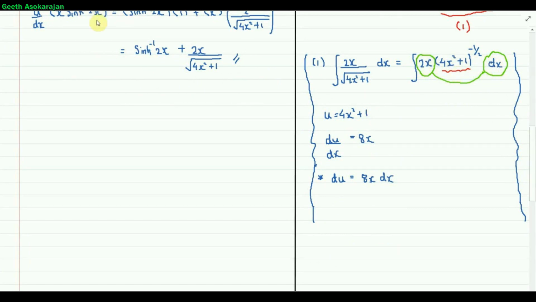To make this 8 a 2, we can divide both sides by 4, or you can multiply by a quarter. All the same, dividing by 4 or multiplying by a quarter, you're going to get a quarter du as a result. 8 divided by 4, or 8 times a quarter, is 2. So 2x dx on the right. So let me make that clearer.